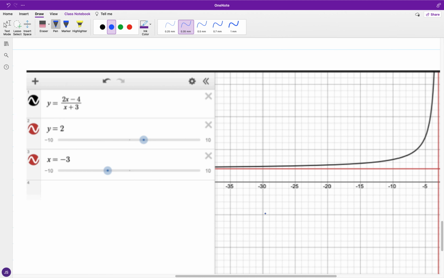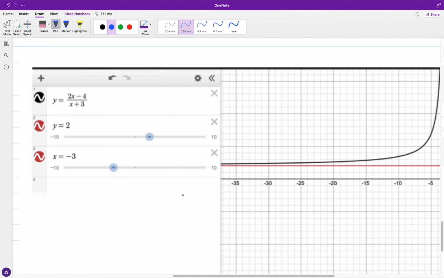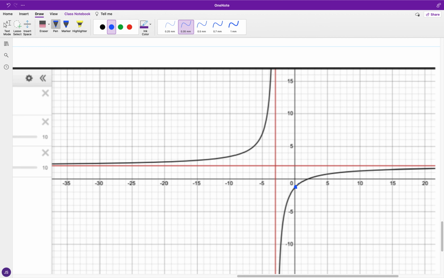And for the x-intercept, there's going to be only one of these. If I set y to 0, multiplying both sides by x plus 3, you would have 0 is equal to 2x minus 4. So 2x minus 4 is equal to 0, and you have 2x equal to 4, and x equal to 2. Okay, that would be your x-intercept.